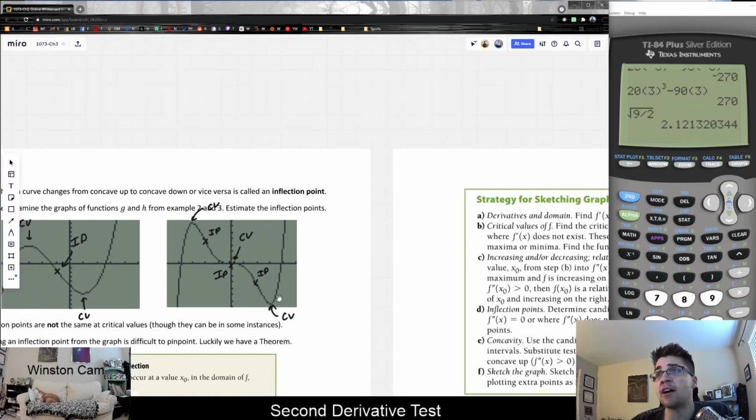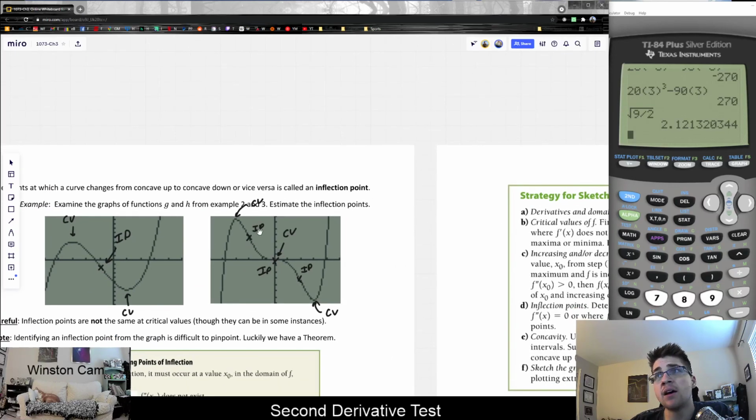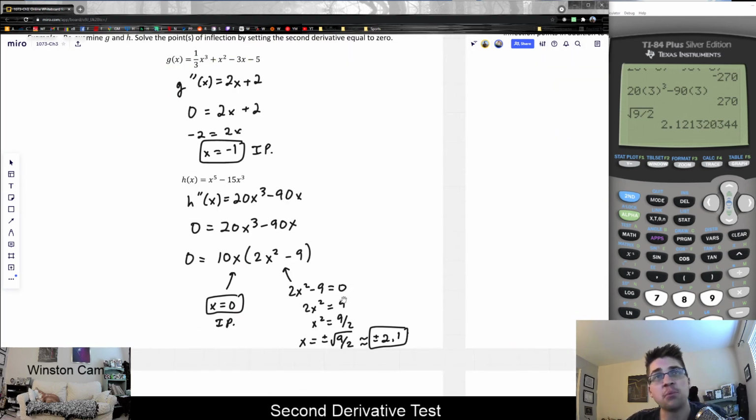And again, looking at our graph, notice it appeared that we had 0, about -2.1 and +2.1. Again, we weren't exactly sure, but if you want to find inflection points mathematically, you need to take the second derivative and set it equal to 0.